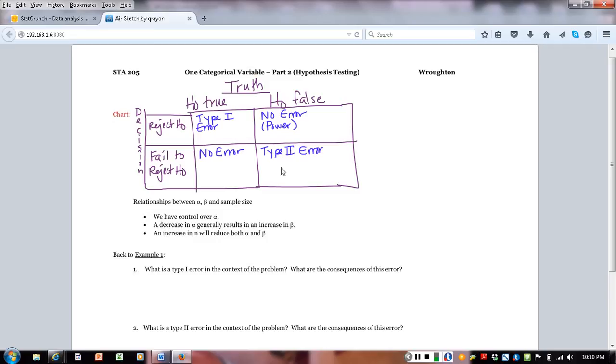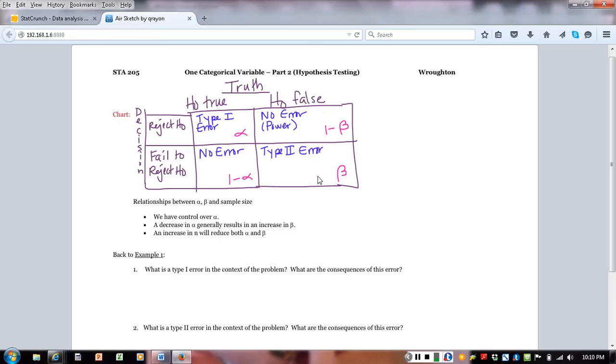So what are the probabilities of these things happening? We said the probability of a type 1 error was alpha. The probability of a type 2 error is beta. The probability of power is 1 minus beta. And the probability of this no error is 1 minus alpha. What you'll notice is that each column adds up to 1 because we can only be in one column or the other. That's why that's happening here.